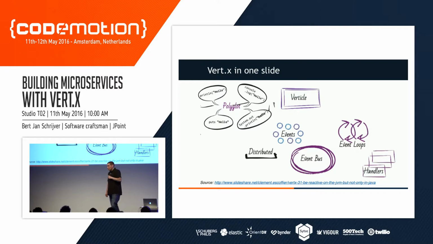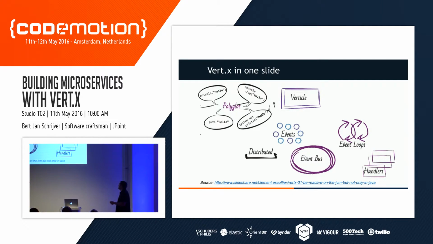So let's put Vert.x in one slide. This is actually a slide that I borrowed from the Vert.x team, with their permission, of course. Vert.x is polyglot to start with. So you can use JavaScript, Java, Groovy, Ruby, maybe even PHP, I'm not sure. You've got verticals. Every piece of code in Vert.x is a vertical. And everything that happens inside Vert.x is an event.